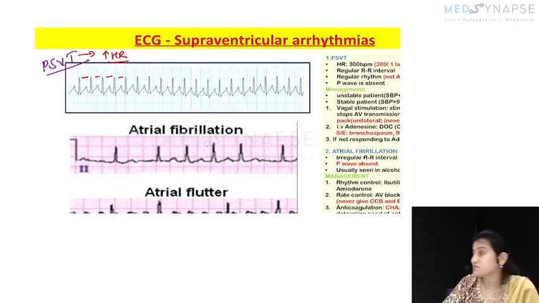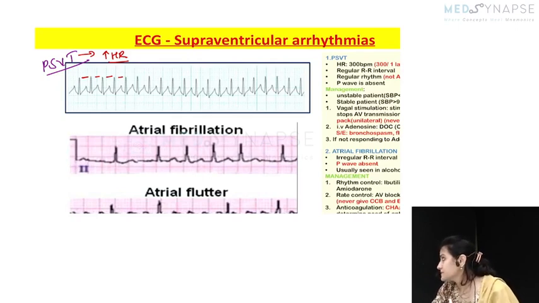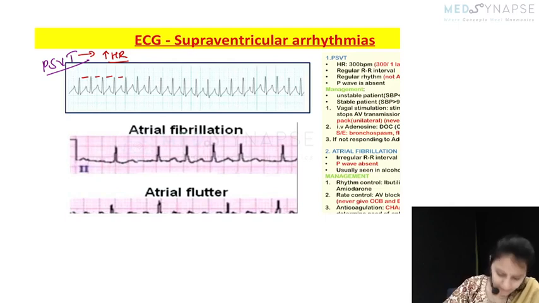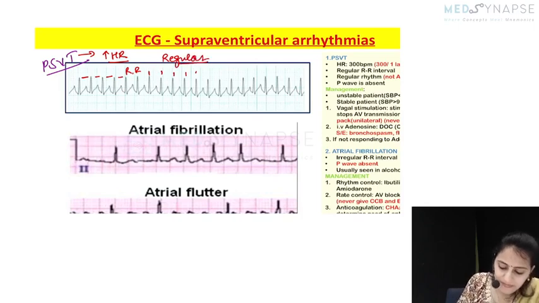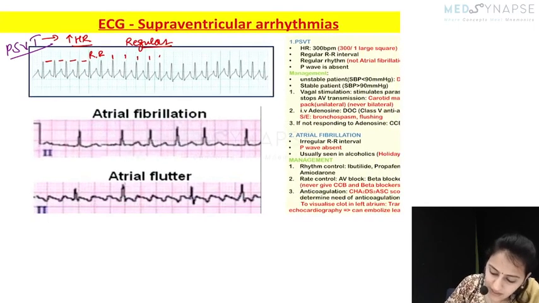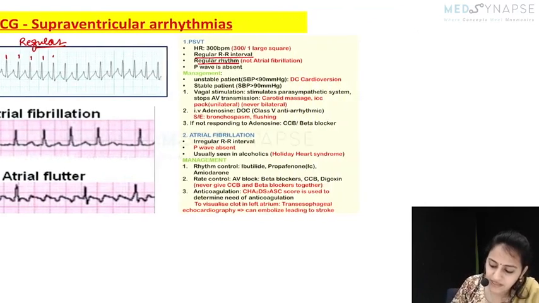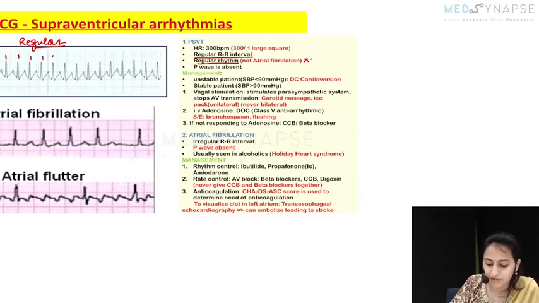Why is this PSVT? Why is this not atrial fibrillation? Look at the rhythm. The RR interval is constant. Okay, it's not changing. It is a regular rhythm. So there's a regular RR interval, there is regular rhythm. So that's why this is not atrial fibrillation.